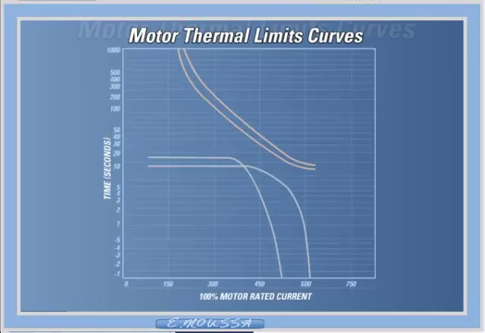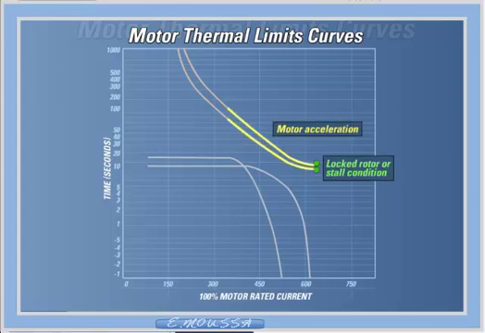Motor thermal limits curves. The motor thermal limits curves consist of 3 distinct segments which are based on the 3 running conditions of the motor: the locked rotor or stall condition, motor acceleration, and motor running overload. Ideally, curves have been provided for both a hot and cold motor.